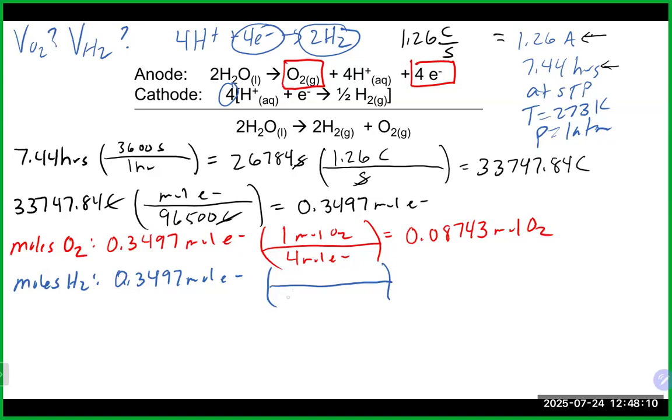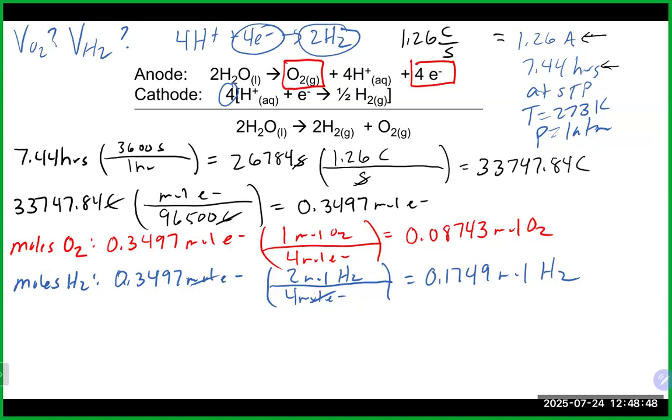I'll just use it like it is in the half reaction. We basically got 4 moles of electrons and 2 moles of H2. Again, the moles of electrons are going to cancel, and that will get me 0.3497 times 2 divided by 4. And that's going to give me an error, so try that again. 0.3497 times 2 divided by 4. 0.1749 moles of H2. Any questions up to this point?